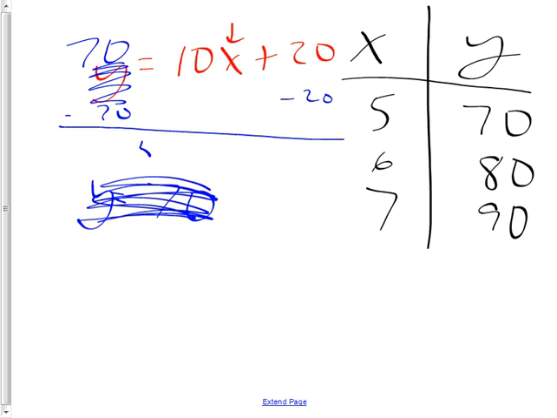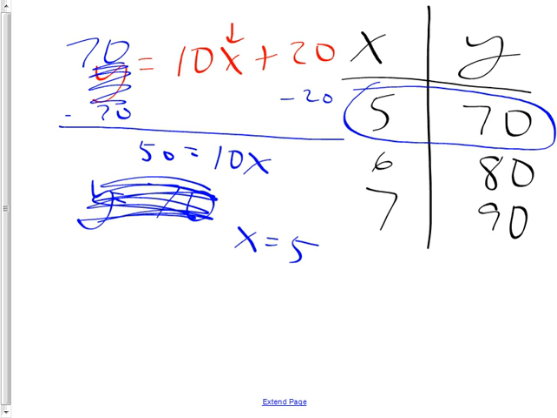And I'd have 50 equals 10x. So x must equal 5. And see, it was right there. It was on my chart. When y is 70, x is 5. I could have done it that way too. Okay, any questions on that?